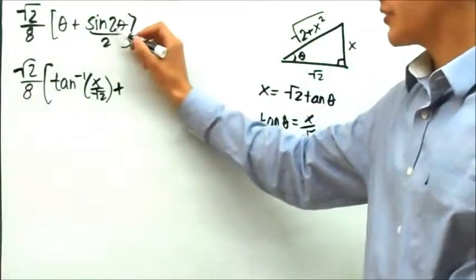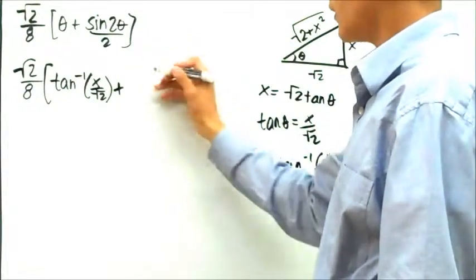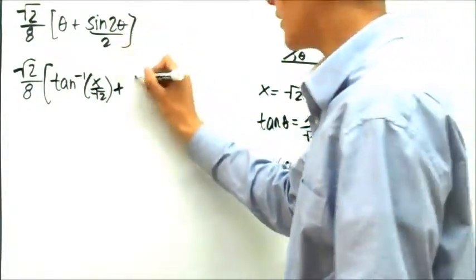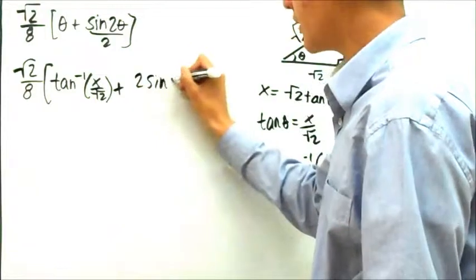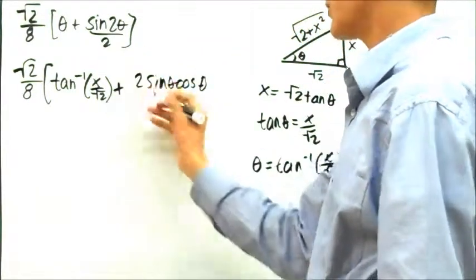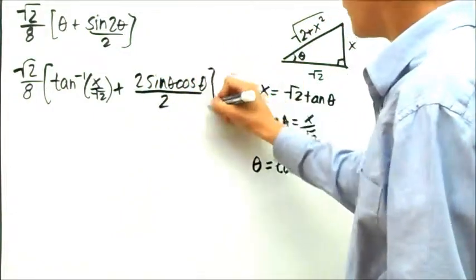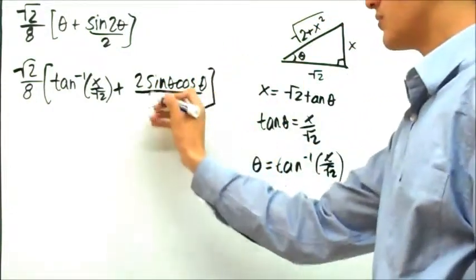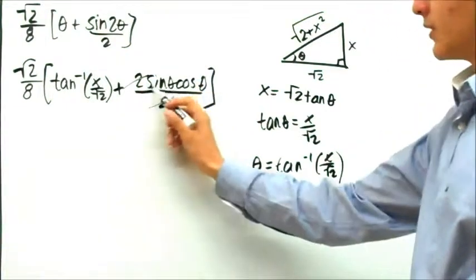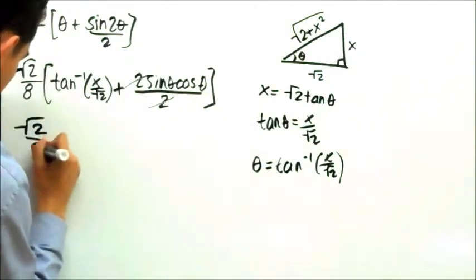Now for our sine 2 theta, we must reduce it. So sine 2 theta is the same as 2 sine theta cosine theta. And then we still have our denominator of 2. And as you can see, these two cancel. So we must find sine theta and cosine theta. Square root of 2 over 8.